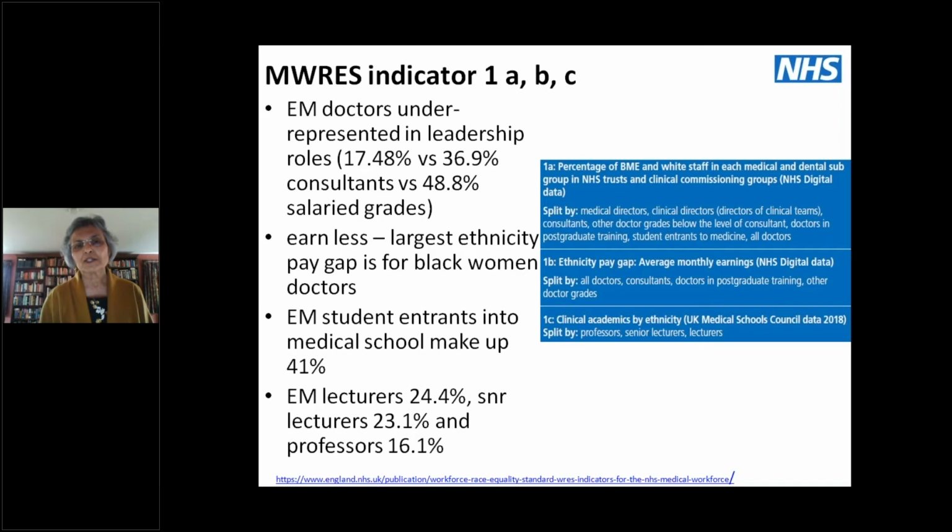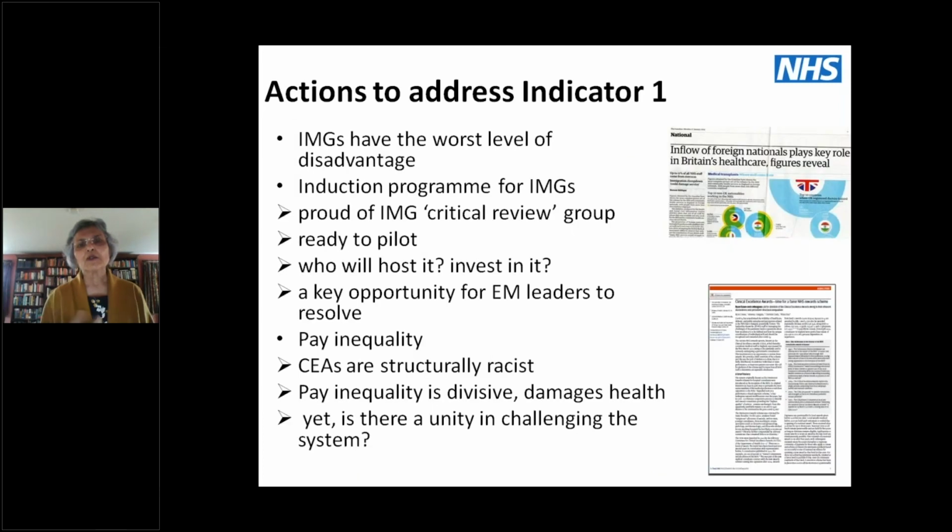If we look at ethnic minority student entrance into medical school, they make up 41%. But if you look at career progression among clinical academics, and we mustn't forget academia, you don't see nearly the same numbers. In fact, you'd be hard pushed to see many ethnic minority people in professorial grades. So the question is, what should be the actions to address indicator one? What practical things could we be doing together?